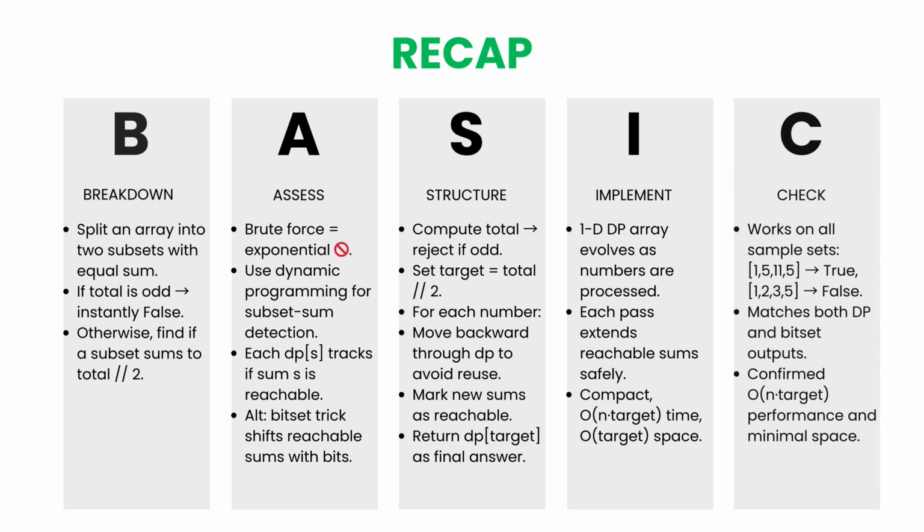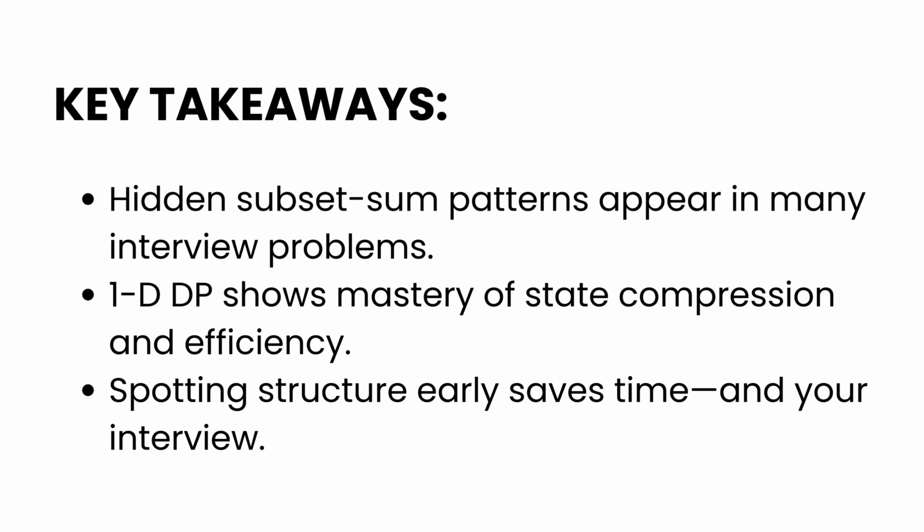Check recap. When tested on multiple arrays, every case behaved exactly as expected. Valid partitions returned true, and impossible ones returned false. Both the DP and the bitset variants produced matching results, confirming that the algorithm is both efficient and reliable. The key takeaway is that many problems that ask you to divide or split arrays are actually subset sum patterns in disguise. Recognizing that structure early turns what looks like a complicated recursive challenge into a simple and elegant DP. This problem is a great reminder that understanding patterns is more powerful than memorizing solutions.